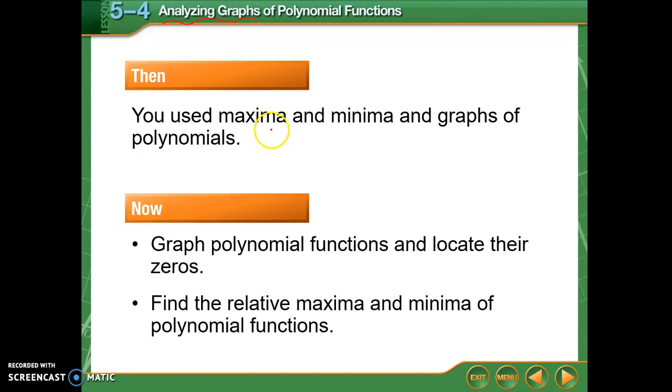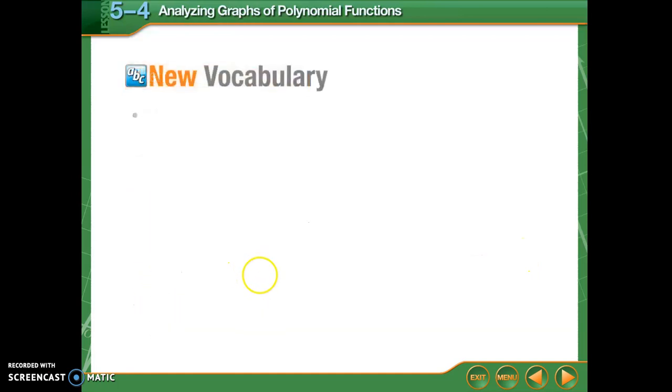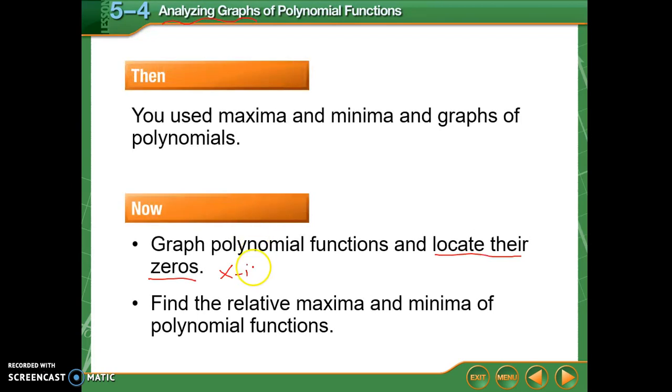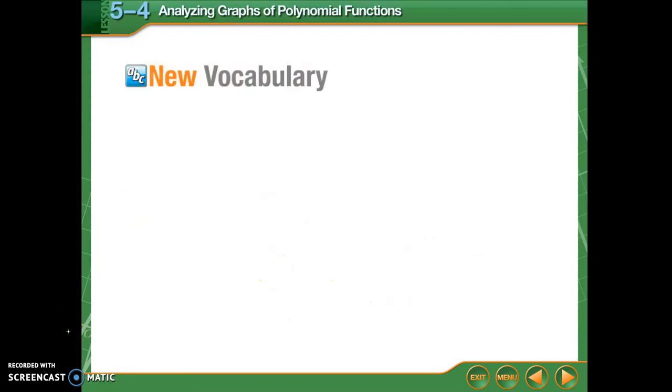So we have already talked a little bit about maximum and minimum and what the graphs of those look like. Today we're going to graph polynomial functions by hand, and we're going to find their zeros. Remember, zeros are the same as x-intercepts. And then we're going to find the relative minimum and maximum values of polynomial functions.